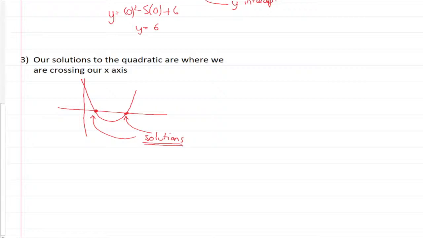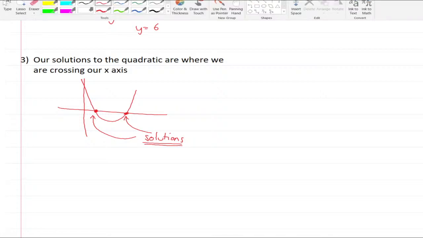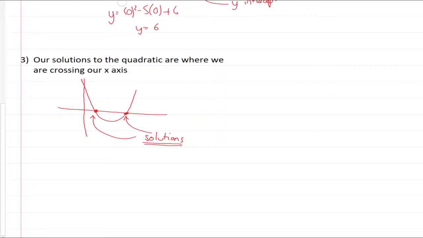Our minimum or our maximum. How do I find out our minimum or our maximum? In fact, just before that, what are the ways I can work out my solutions? There are 3 different ways. One of them is completing the square, good. So there are 3 different ways, aren't there?